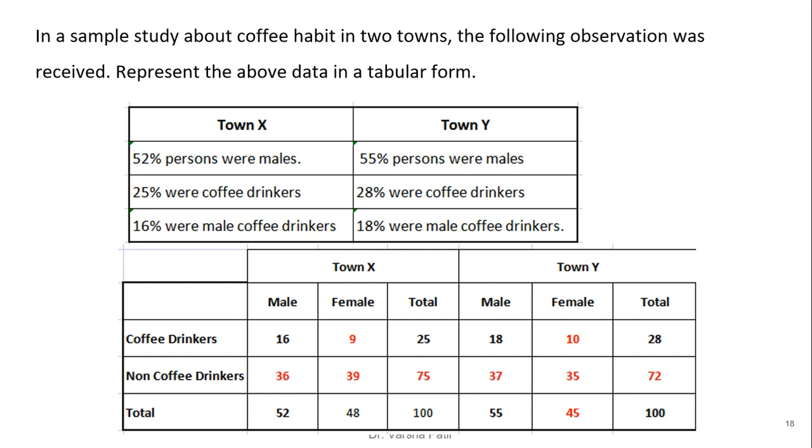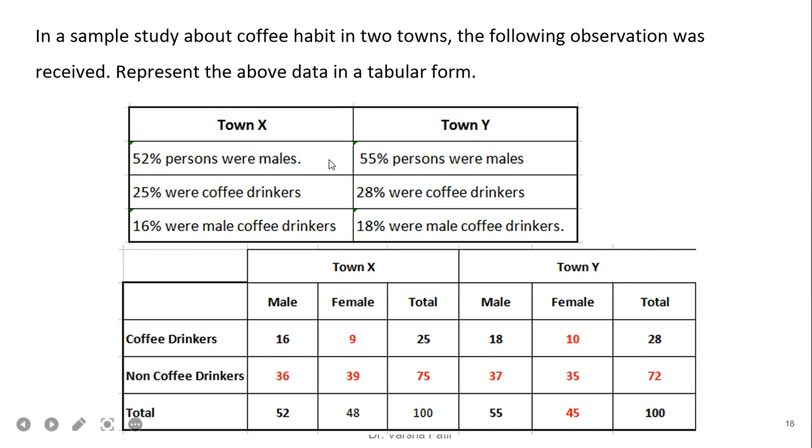Now the next example. In a sample study about coffee habits in 2 towns, the following observations were received. Represent the above data in tabular form. As it is given in percentage, you consider the total percentage as 100 and after that you can solve the problem. There are two categories, coffee drinker and non-coffee drinker, and male and female. Again it is a two-way table, because one category is coffee, non-coffee and the second is male and female. This is given for town X and town Y.